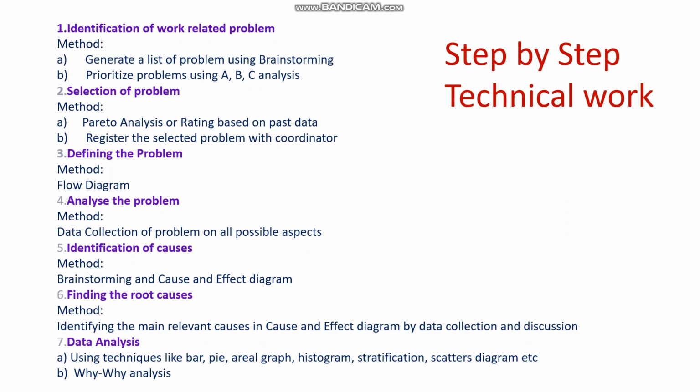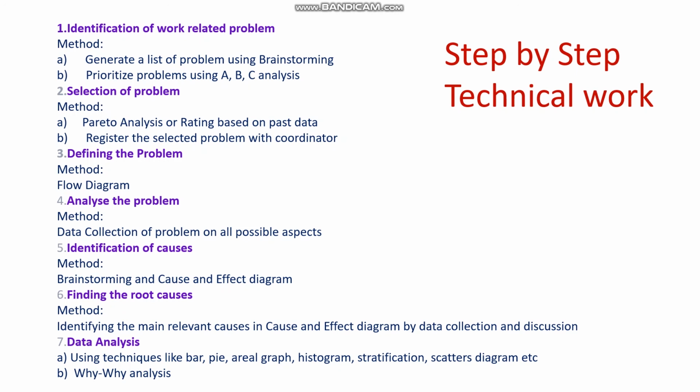Step by step procedure in quality circle. The first step is identification of work related problems. We have to identify one problem. For this, we can use brainstorming. After that, we can use ABC analysis to give priority to the problems. Then we have to select the problems. There are some methods to select problems: Pareto analysis or rating based on past data. That technique we can apply.